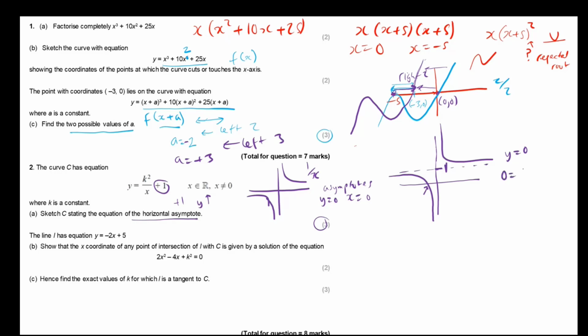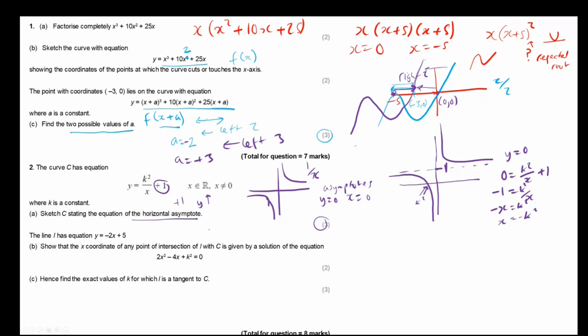So 0 equals k squared over x plus 1. And we get minus 1 equals k squared over x. Times that by x, we're going to get minus x equals k squared. So x equals minus k squared. I'm not sure you actually need to write that, but just in case you get a question like that.